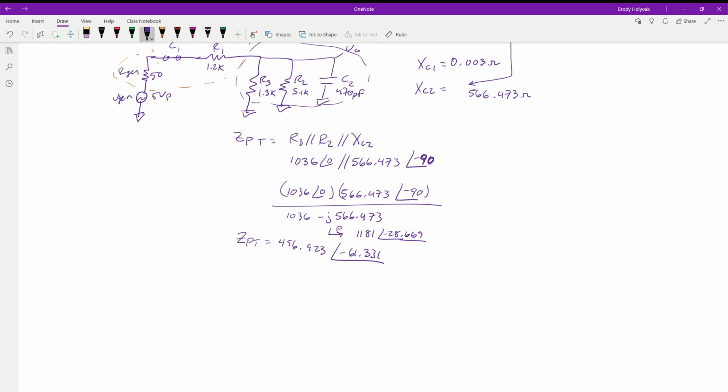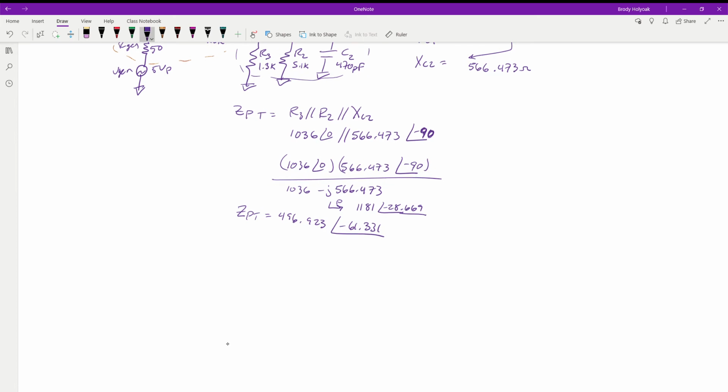So now that we have that, we can go through and solve for the next part. So our Z series is going to be equal to, or our Z total, because now we have everything reduced to a single. We have our gen, R1, and our R parallel total, essentially what we got here. Or our Z parallel total, I guess I should call it.